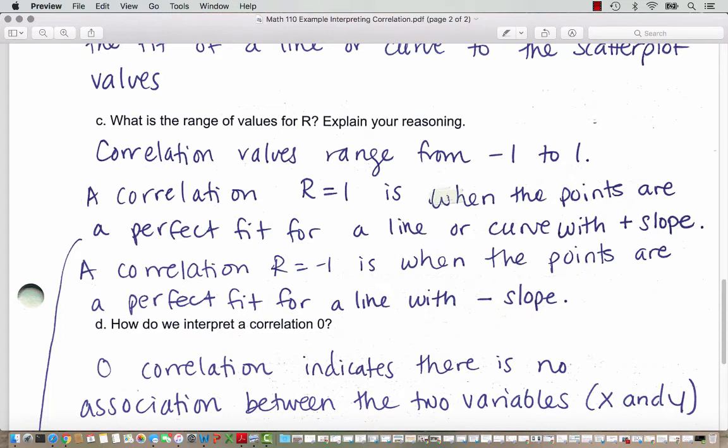A correlation R equals 1 is when the points are a perfect fit for a line or curve with a positive slope. That's my little plus there. I didn't have enough room to write out positive, so I use a shorthand. A correlation R equals -1 is when the points are a perfect fit for a line with negative slope. And again, I just use shorthand and put in the minus sign to stand in for negative. Definitely okay to use shorthand when you're writing out your math explanations, as long as I can follow your reasoning.